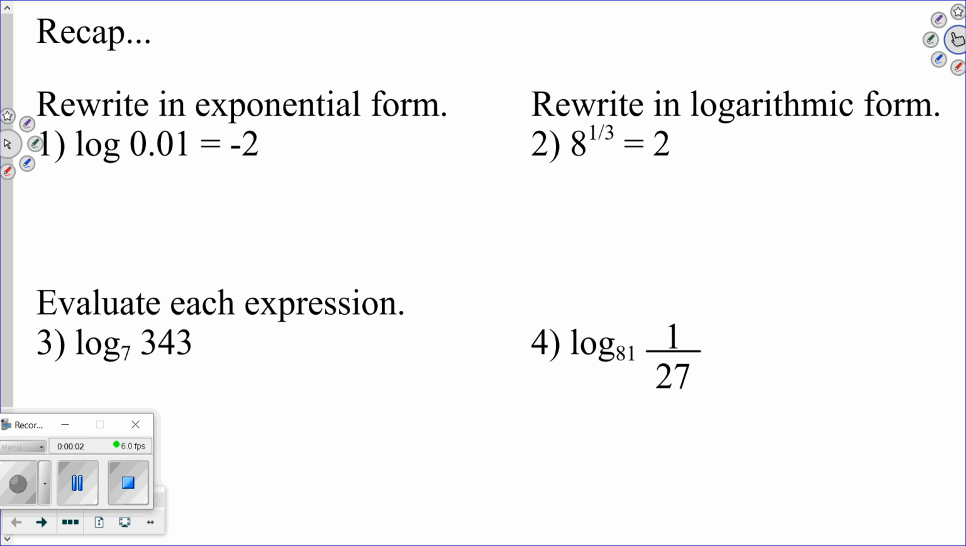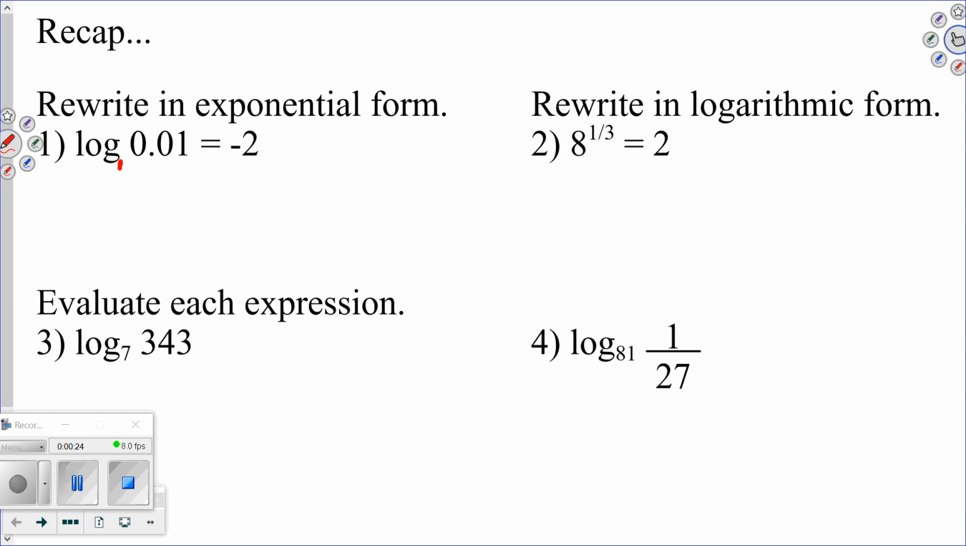All right, so before we get into the new stuff, let's do a quick recap of what you went over yesterday, without it sitting in front of you. If I was going to do number one, rewrite in exponential form. It's written with a log, so it just means rewrite it without the log. Loopy swoopy. So how would you rewrite this one?